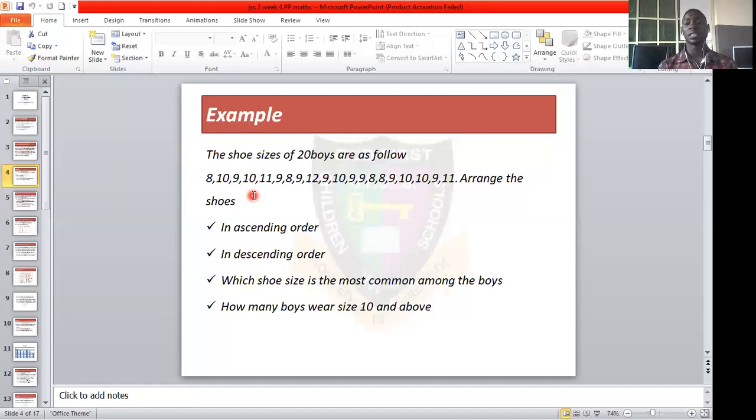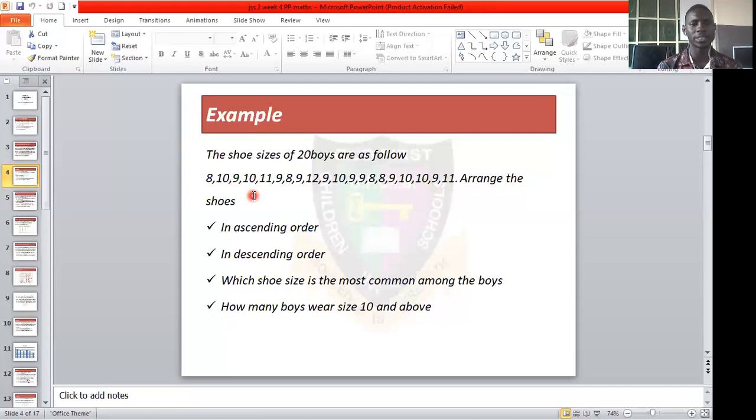Number 3 says which shoe size is the most common among the boys. That is the shoe size that most of the boys wear. Is it shoe size 9? Is it shoe size 8? It's the shoe size that is common among the boys. And number 4 says how many boys wear from shoe size 10 and above?